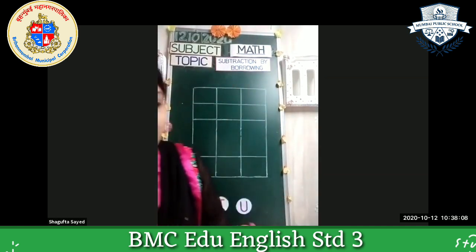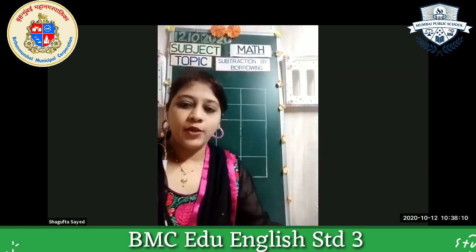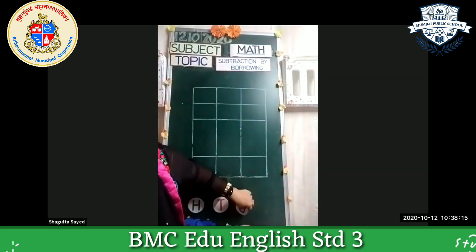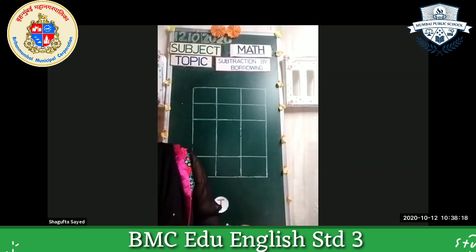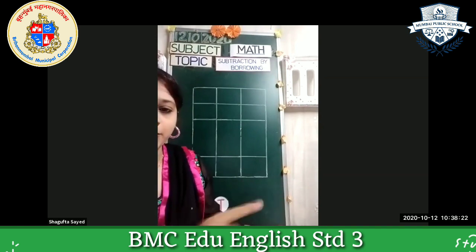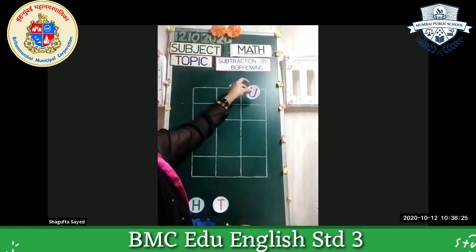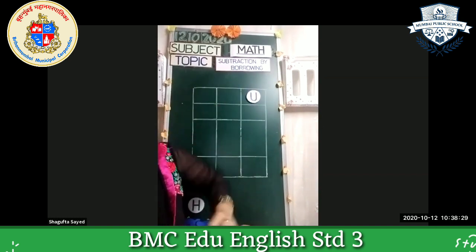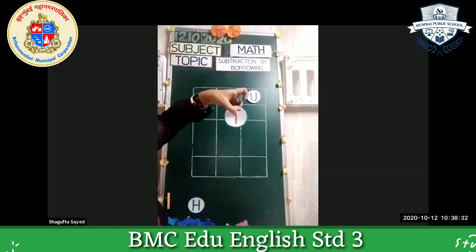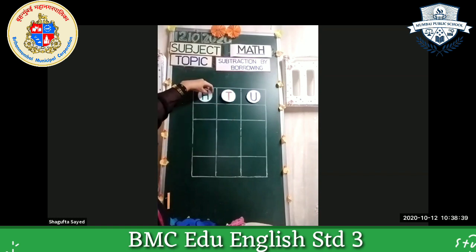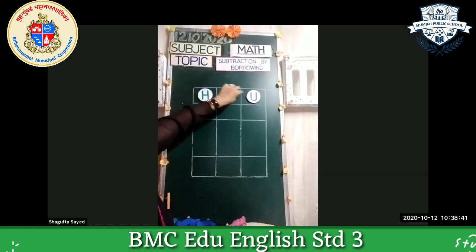Let's check out. Now, you all know unit, tens and hundred. Let's see. Now, what is this? Unit. Every time units start from the right hand side. This is unit. After unit, T. T for tens. And the last is H. H for hundred. Okay.